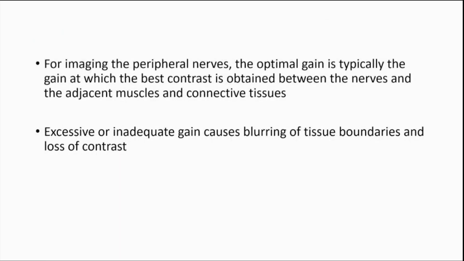For peripheral nerve imaging, the optimal gain is typically the gain at which the best contrast is obtained between the nerves and the adjacent muscles and connective tissues. Excessive or inadequate gain will cause blurring of the tissue boundaries and loss of image contrast.